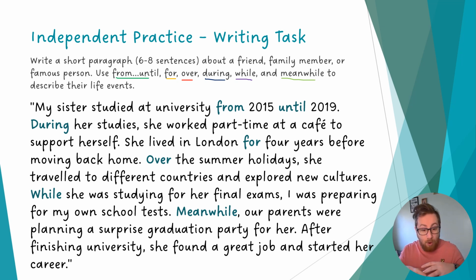So this is a great example of how you can use all of those phrases and we can see the different periods of time and when things happened. When did she study at university? From 2015 until 2019. What did she do while she was studying? Well, during her studies, she worked in a cafe. How long did she live in London for? For 4 years. And what did she do in the summer? Well, over the summer, she travelled. And what else did she do during her studies? While she was studying, I was preparing for my school tests at the same time.